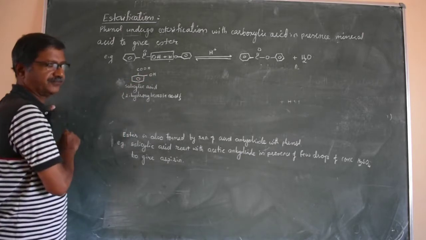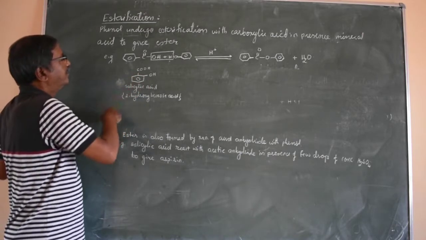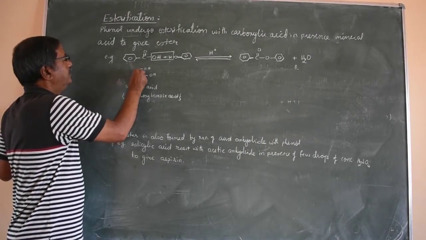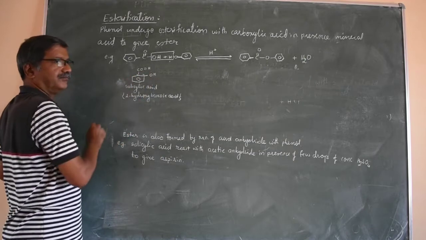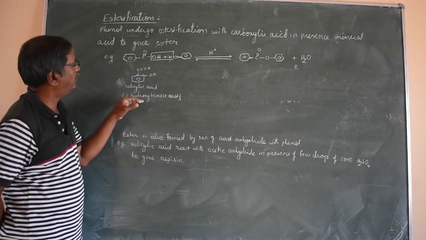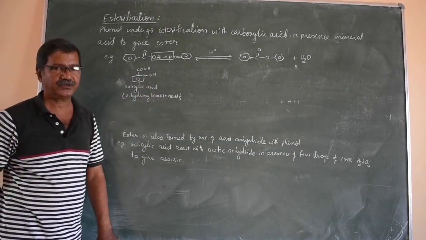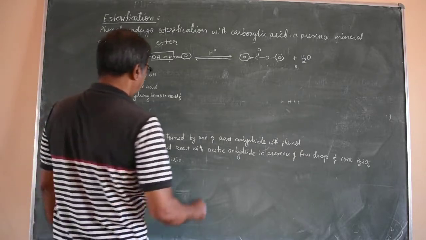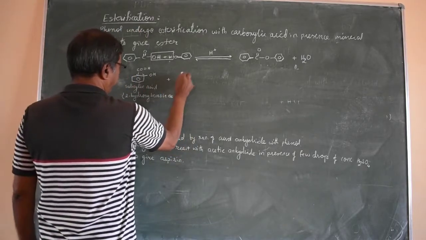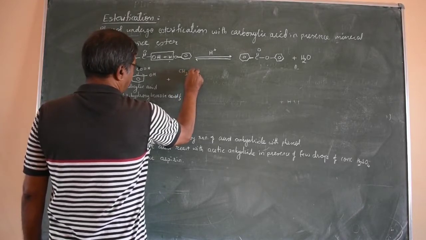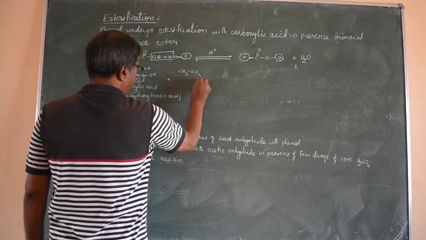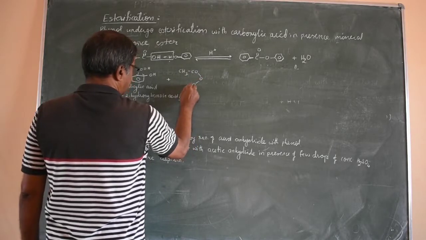C6H4(COOH)OH. Well, you give preference to the carbon attached to the COOH group. So this is the first carbon, this one is the second. The name of this compound is 2-hydroxybenzoic acid. And we have already studied the formula of acetic anhydride, CH3CO-O-COCH3.